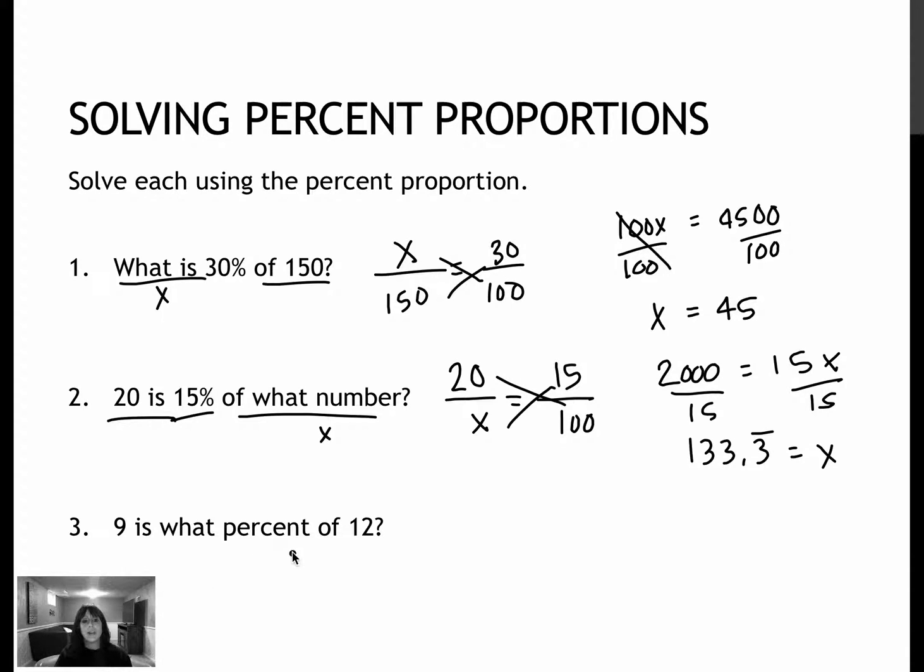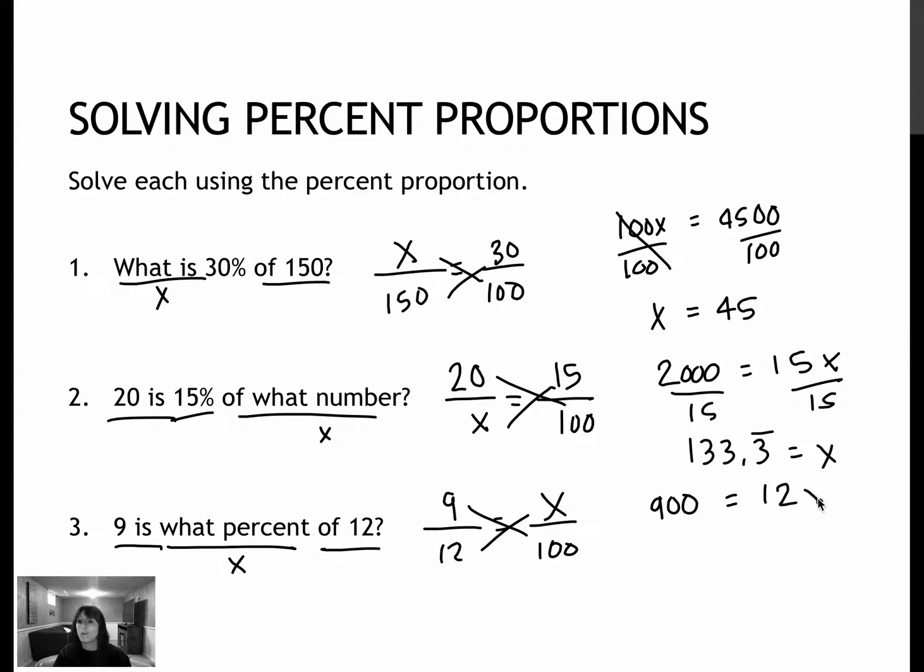Last one that we do together, 9 is what percent of 12? So here, I don't have a percent. I'm finding the percent. What percent? 9 is of 12. And then I would cross multiply. 9 times 100 is 900. 12 times x is 12x. I divide each side by 12, and I end up with 75%. Be very careful on this one because it's very easy to forget to label with that percent sign, but 75% is 9 of 12.